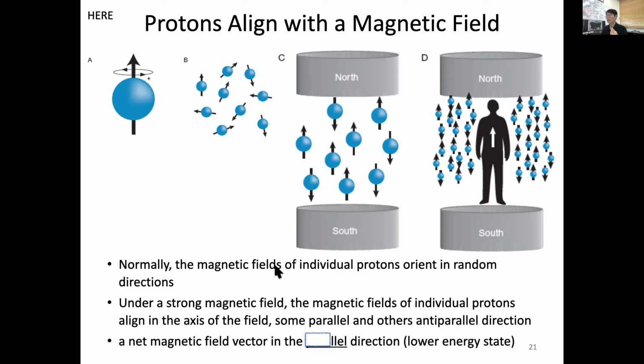Normally the magnetic fields of individual protons are oriented in random directions. Under a strong magnetic field, these magnetic fields of individual protons now align along the axis of the field, some parallel and others anti-parallel. So the net magnetic field vector is shown as this arrow in the parallel direction, because a lot more protons will be parallel, having a lower energy state.